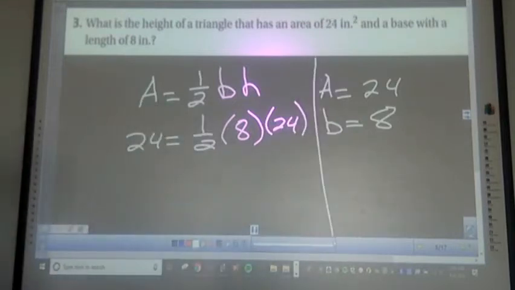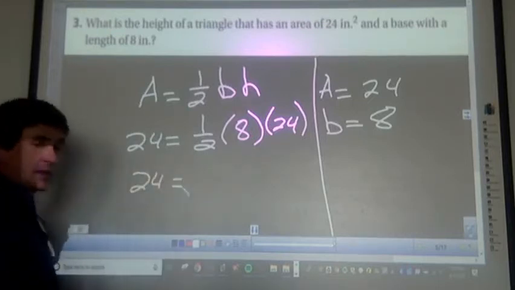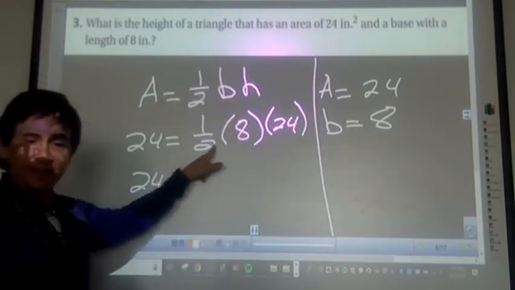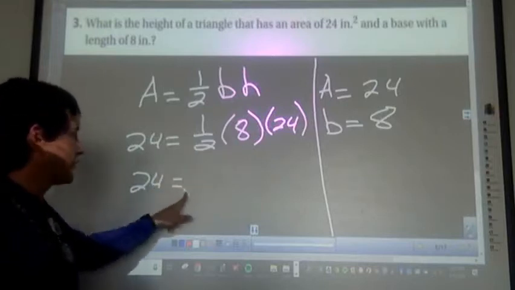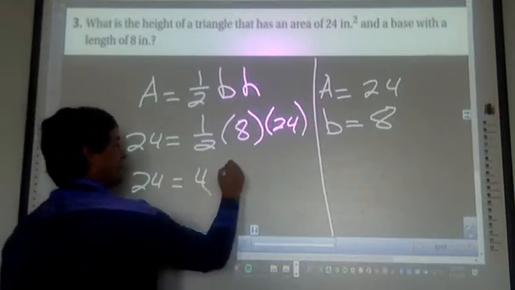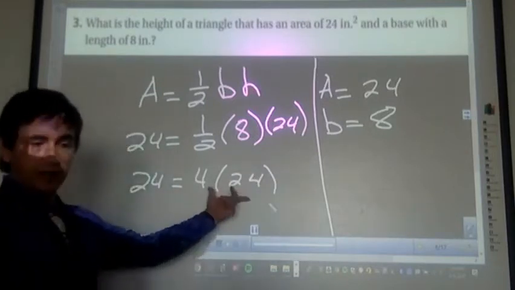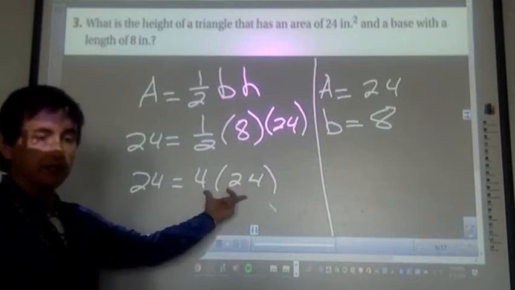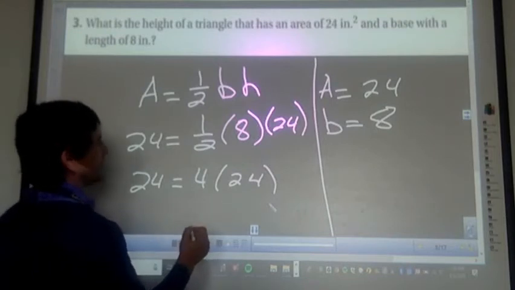What's half of 8? Half of 8, 4, right? Don't make that any harder than that. Like I literally think of it like that. Half of 8 is 4. Boom, done. 4 times h. 4 times 20 is 80. 4 times 4 is 16. 80 plus 16 is 96. Okay? All of you guys can do that.